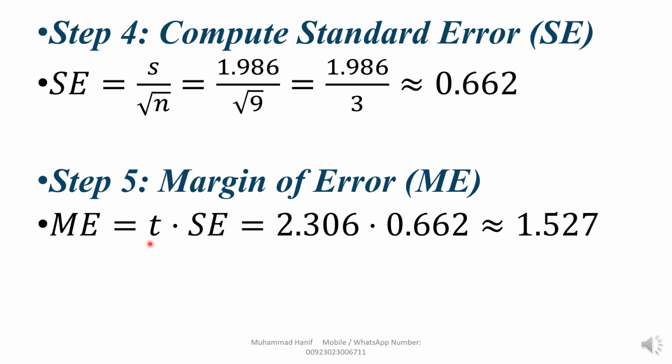Step 5. Margin of error. ME equals t multiplied by SE. 2.326 is wrong; the value of t is 2.306. The dot shows the multiplication, and the value of SE you know is 0.662, you write here. After multiplying both values we get 1.527.